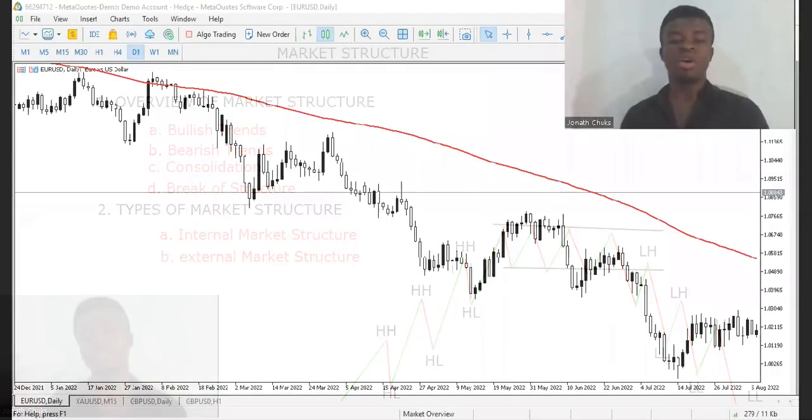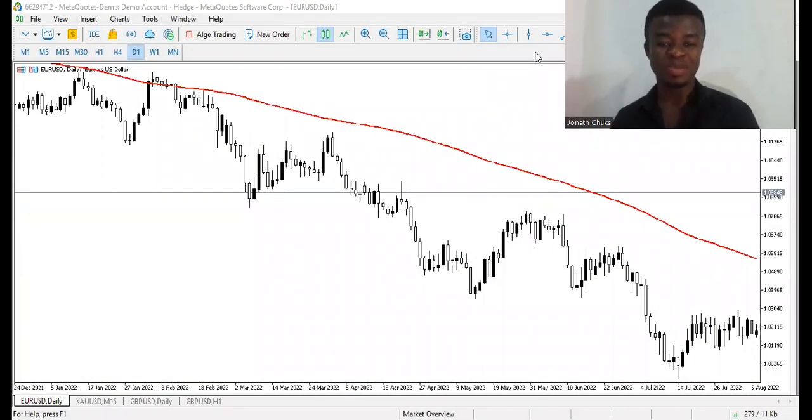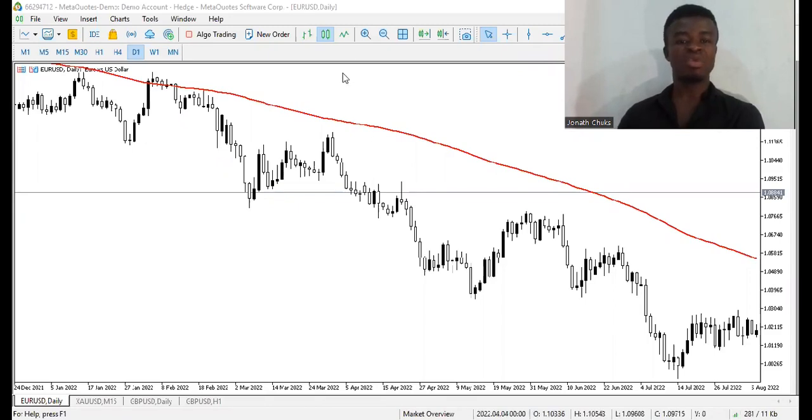Okay, guys, now let's talk about the bearish trend. Like I told you before, the bearish trend is when it is going down, and the bullish trend is when it's going up. Now let's see what the bearish trend has for us, guys.